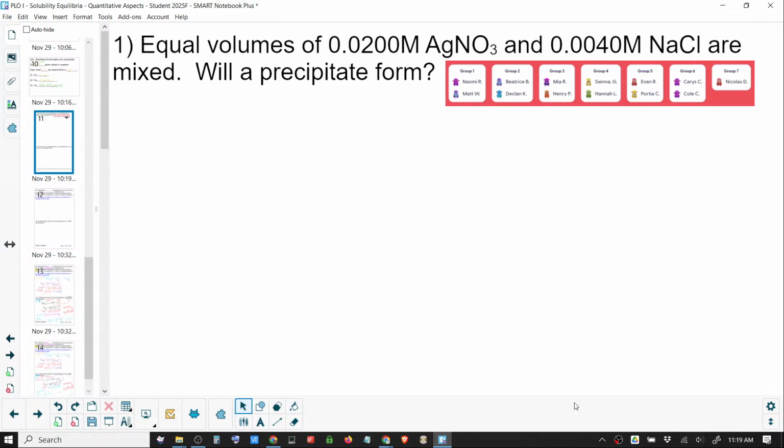Where'd you get the numbers from? Close, except those aren't their concentrations. Equal volumes are mixed, so they were diluted. But you're on the right track. You're totally on the right track. Well, equal volumes. I gave you a hint. That's not it.